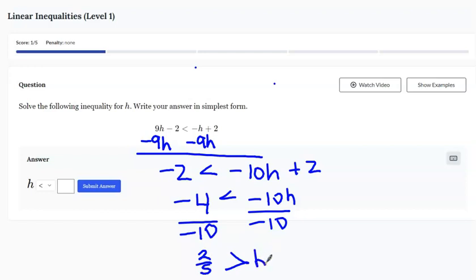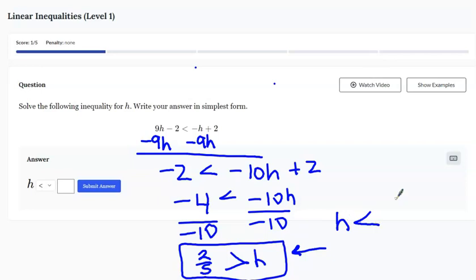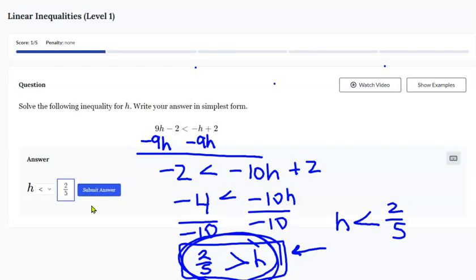But what you'll notice over here is that our variable is on the right side, and in the answer key, it's on the left side. When that happens, you have to read your answer in reverse. H is less than 2/5. That's what that says. So if you want to reverse the order of your sentence, you need to reverse the order of your inequality. So we're going to choose h is less than 2/5.